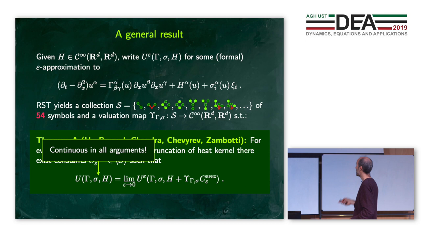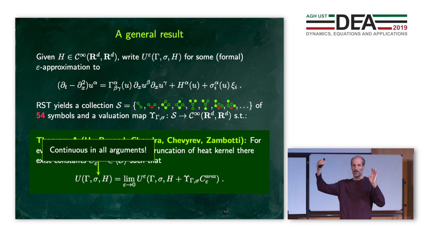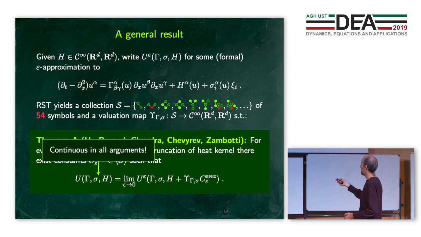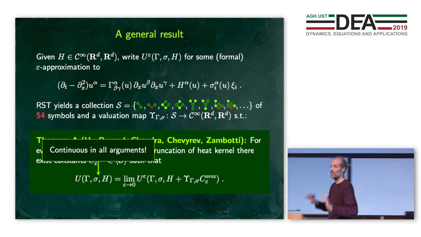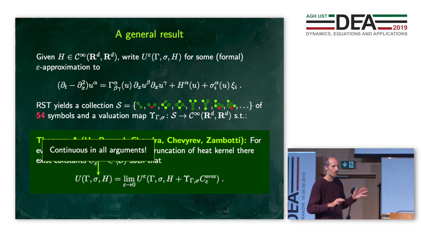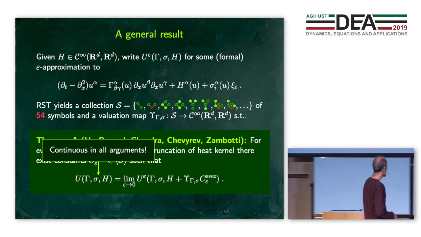Because these constants diverge, the convergence of these gammas and sigmas is allowed to be slower than the speed at which the constants diverge. So when you compare this with gamma epsilon to this with the limiting gamma, they might differ by something divergent, but the claim is still that the limit is the same, okay? So there's a strong stability here, which is not trivial at all from the statement of the theorem. And that's where we're going to make use of it very strongly.